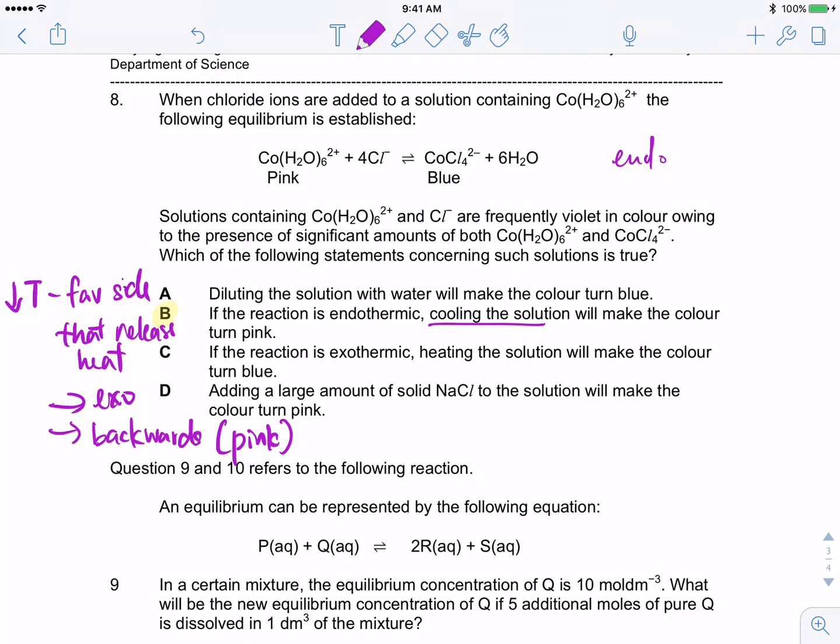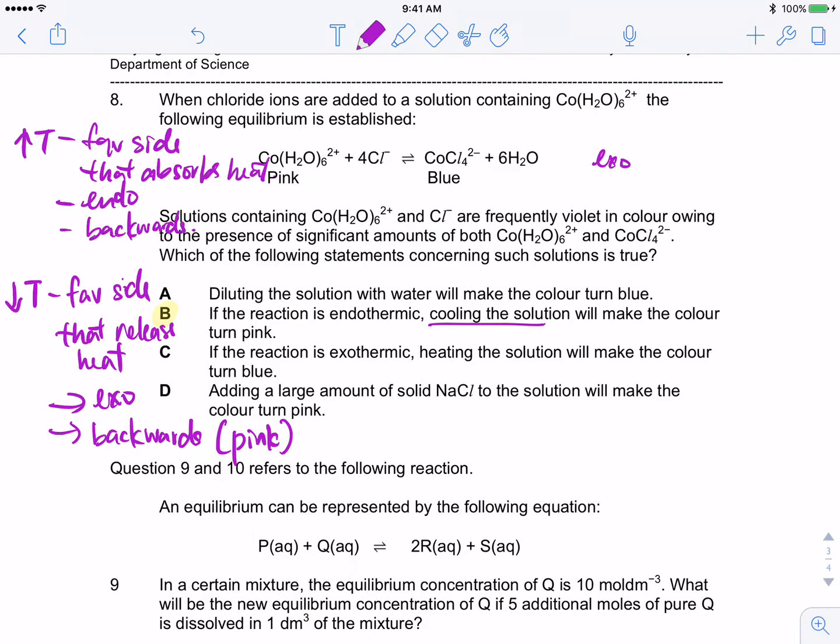Let's just look at the other options to be clear. C, if the reaction is exothermic, heating the solution will make the color turn blue. Okay, if the reaction is exothermic, increasing temperature will make it favor the side that absorbs heat to counter the change. So it should favor the endothermic reaction, which is also backwards and also pink. Therefore, C is wrong.